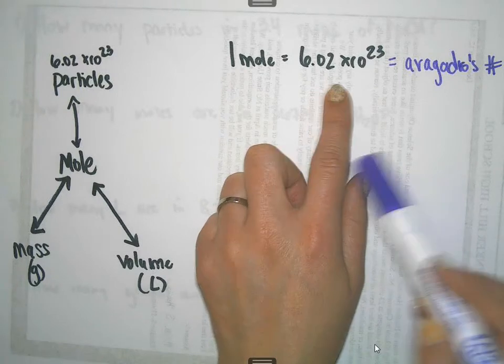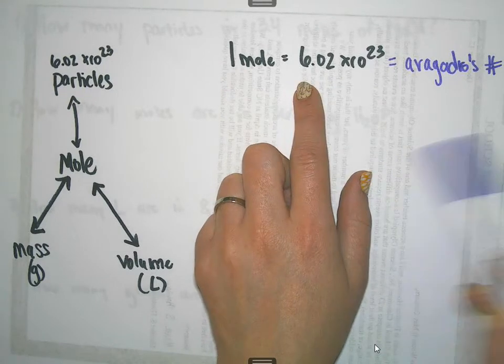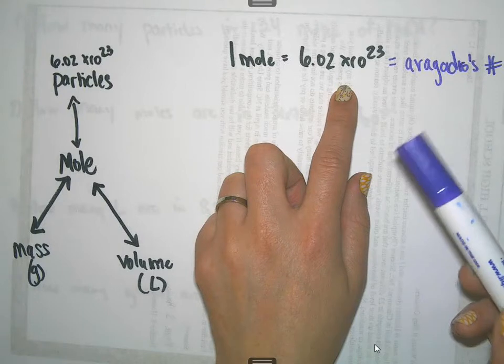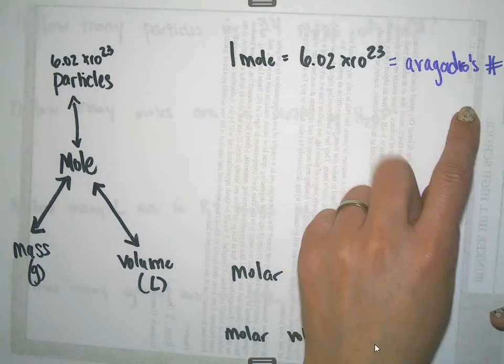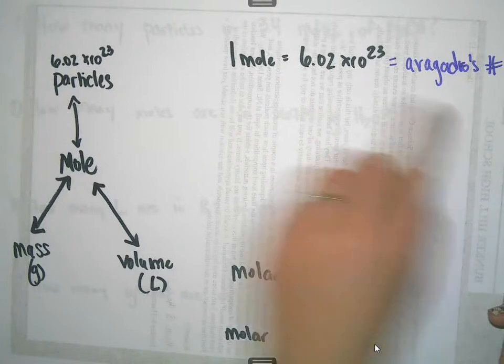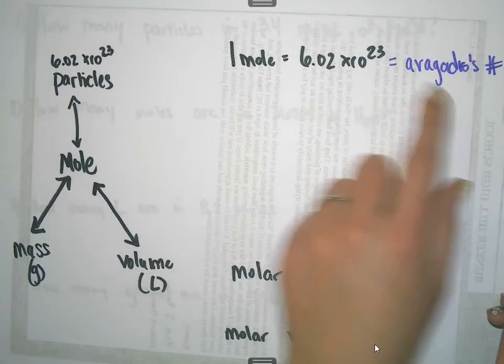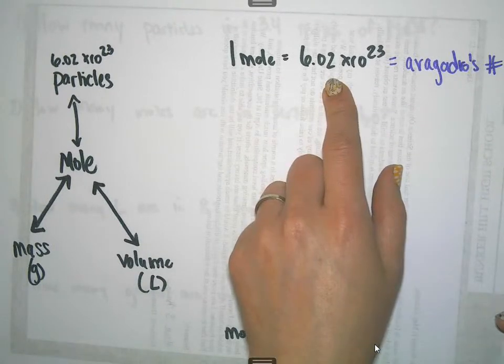It's a whole lot. A mole of rabbits would be that many rabbits. A mole of markers would be that many markers. It's also sometimes called Avogadro's number. So you may hear that a mole is equal to Avogadro's number. Well, that's 6.02 times 10 to the 23rd.